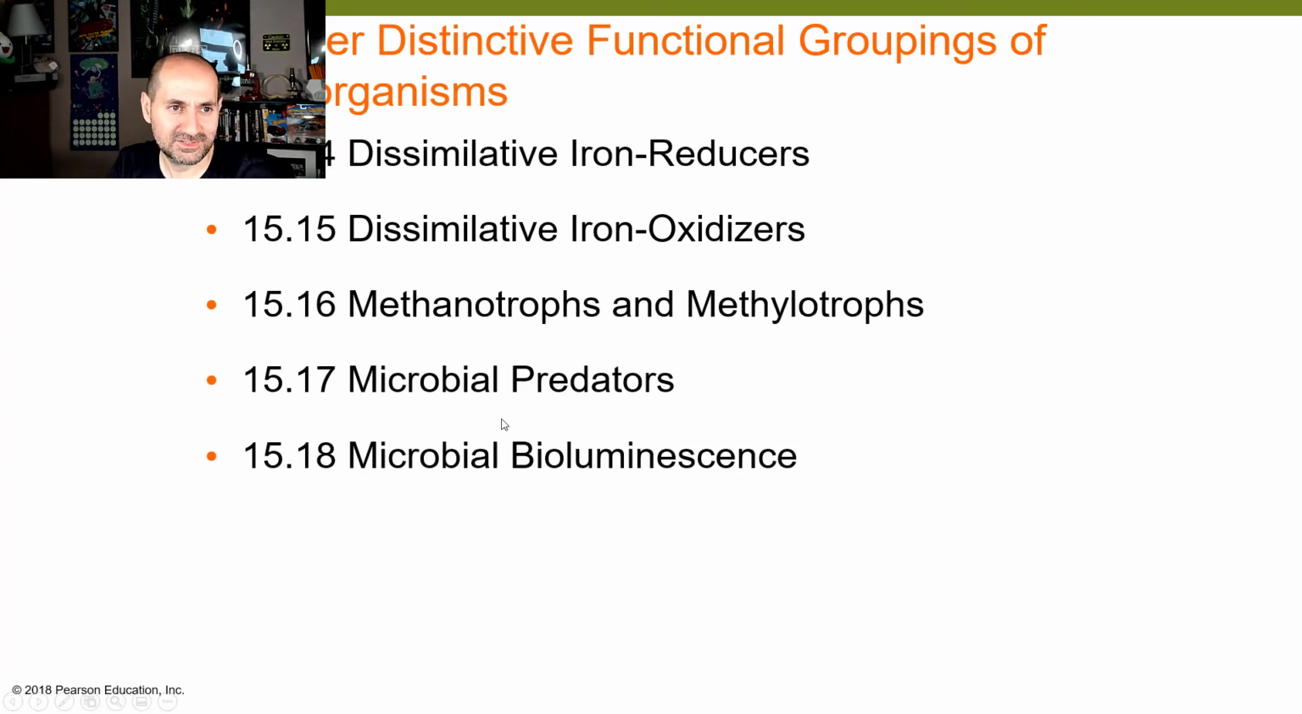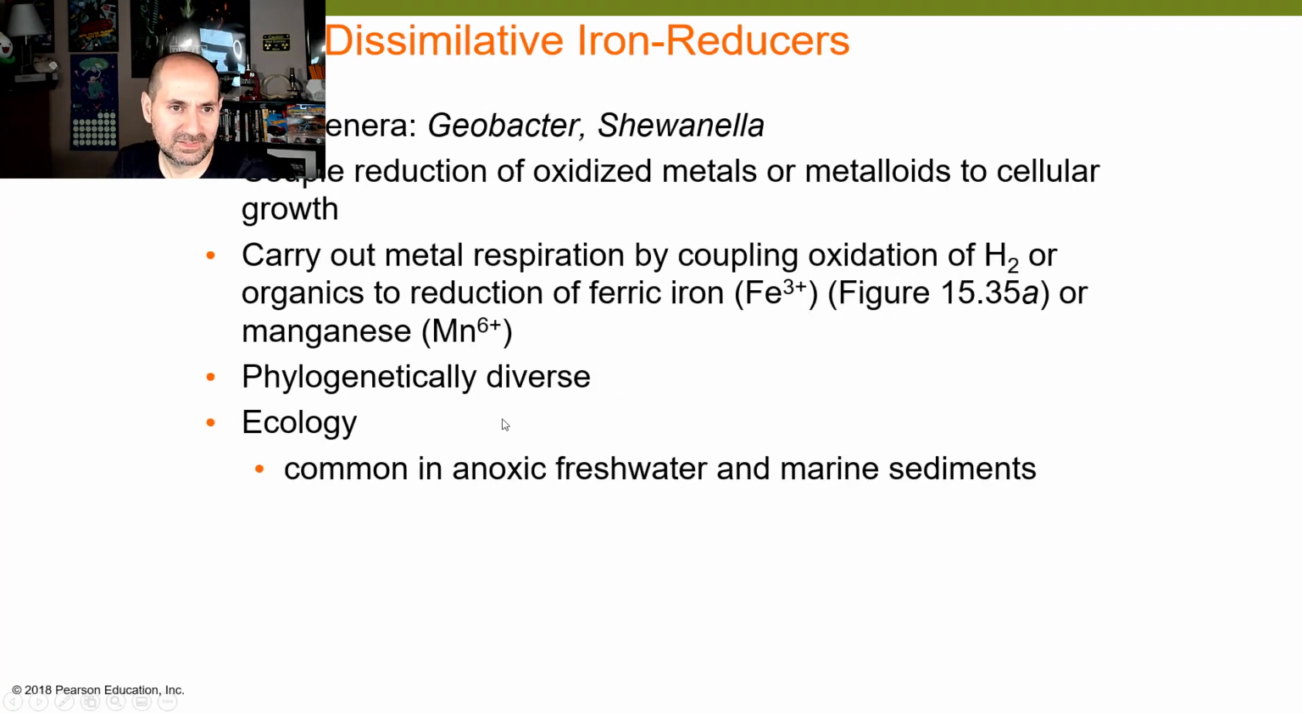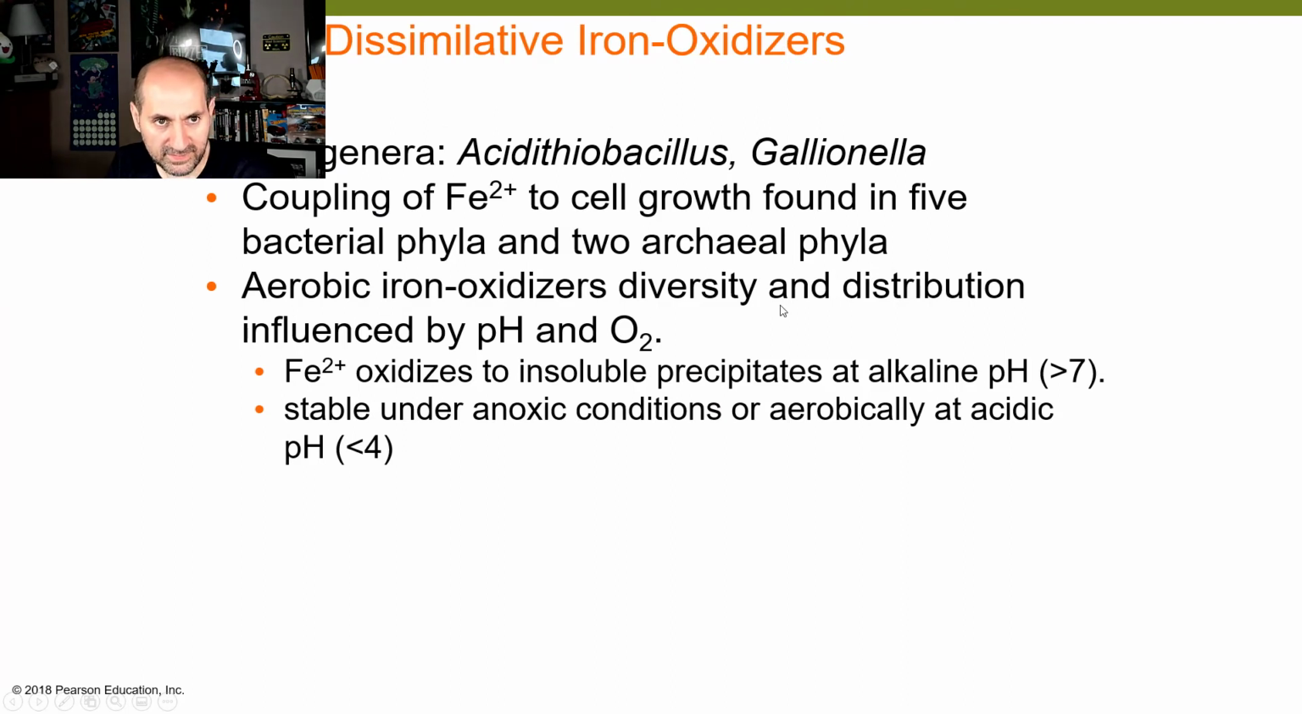All right, moving on to other distinct functional groupings. We talked about the iron reducers. This means that they breathe iron. They take electrons from some source, and then at the end of the electron transport chain, they give iron the electrons. So they breathe iron. The iron oxidizers get their electrons from iron.